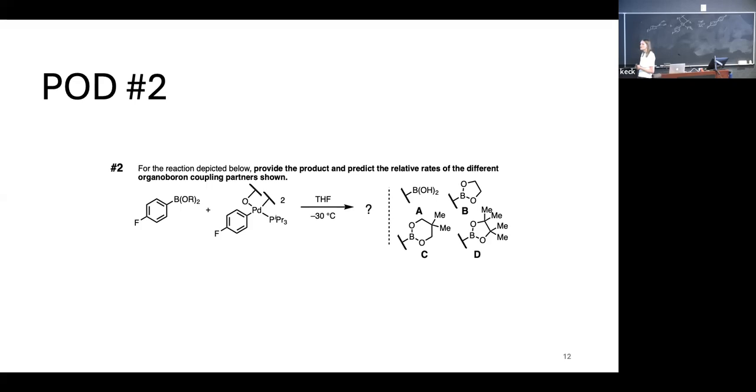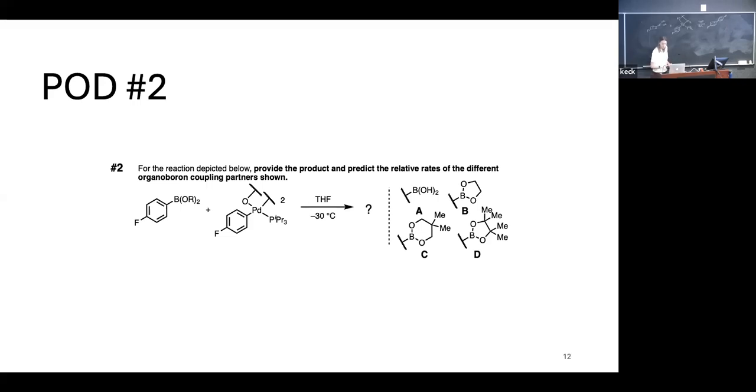Yeah. And as I said, it's not obvious which one of these is fastest, but one thing you can think about when you look at the transmetalating reagents is the sterics that are going to be created around the palladium center in the transmetalation step. So actually D is quite slow. Does anyone have any other thoughts they want to share? So D is actually the slowest.